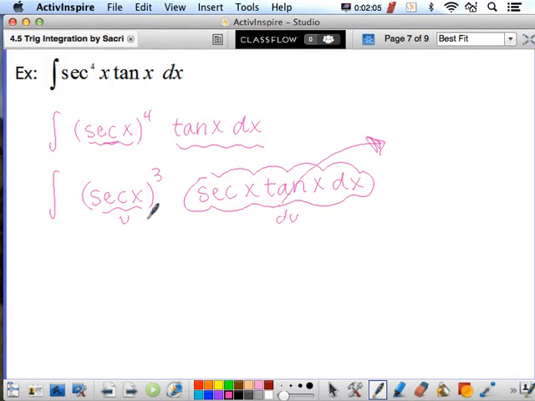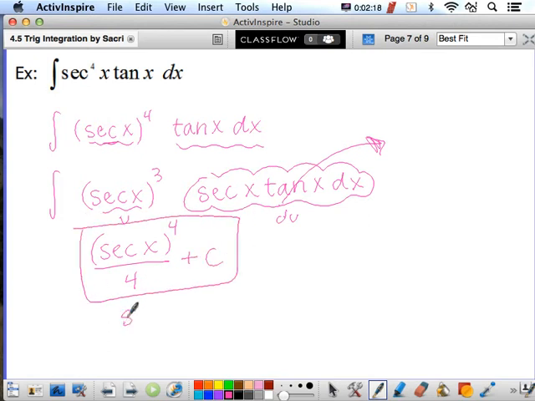So this will end up being secant to the 4 all over 4, plus C. We could leave it like that, but your textbook is probably going to rewrite it like this. They'll probably get rid of the parentheses again at the end and just write it in shorthand notation. Any questions about that one? Are we sure? Okay.